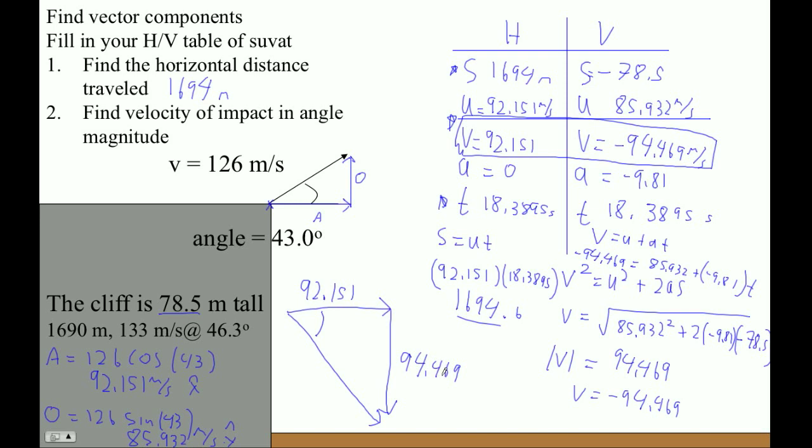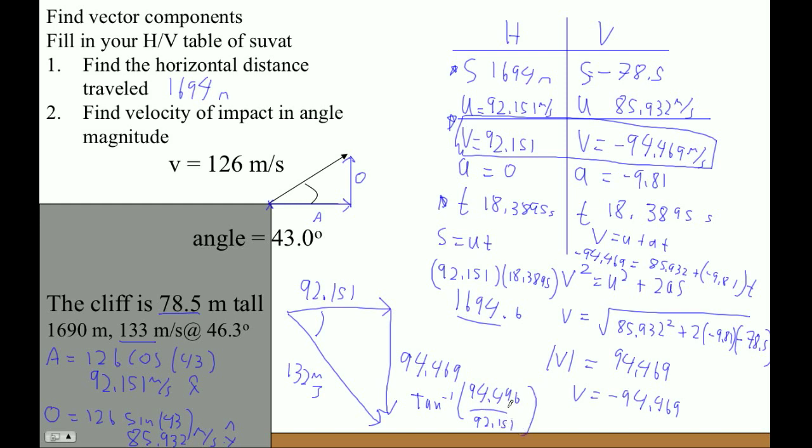And I'm getting 132 meters per second. I must have used a different value there. 132 meters per second. And then this angle right there is going to be inverse tan of the opposite, 94.469 over 92.151.